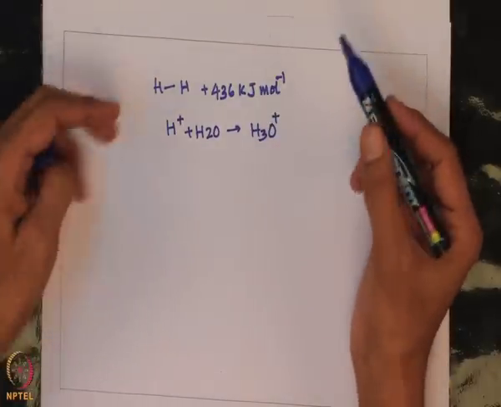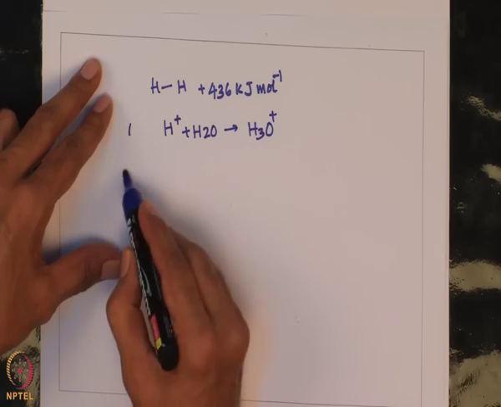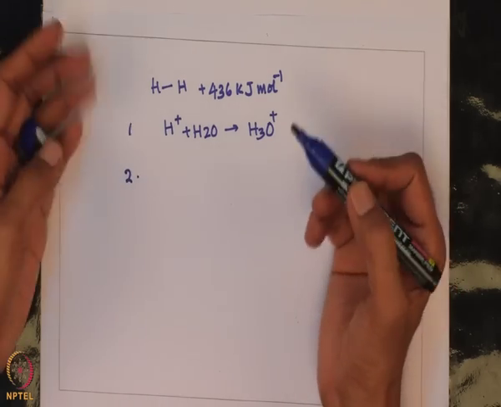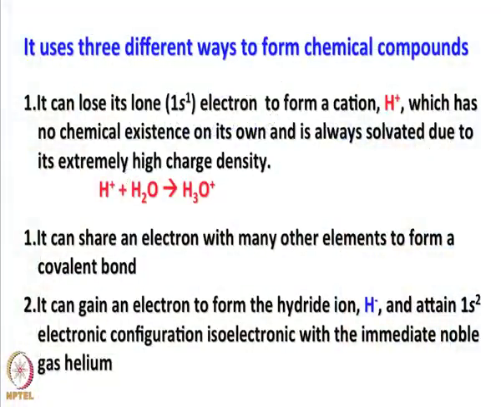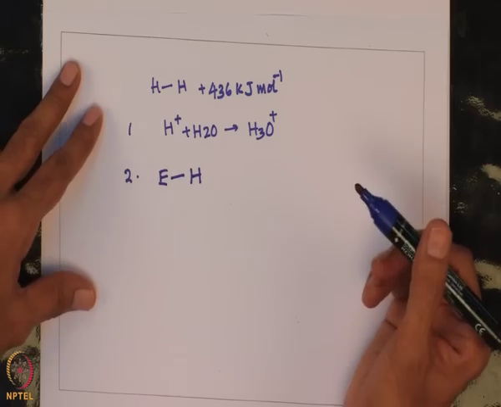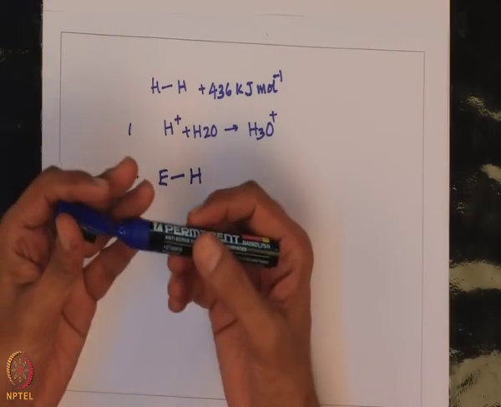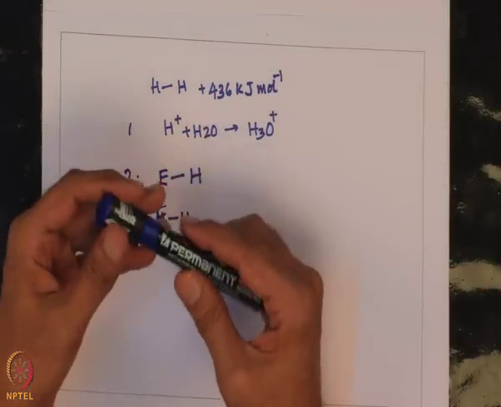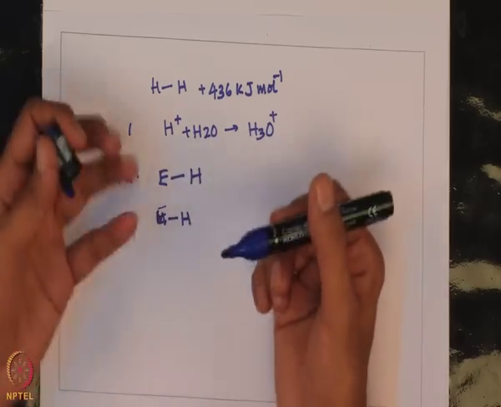Okay. Next, it can share an electron with many other elements, especially the p block elements, to form a covalent bond, where E is a p block element. It can also gain an electron to form the hydride ion H minus and attain 1s2 electronic configuration and form the element hydride. And here H minus will have the helium electronic configuration.